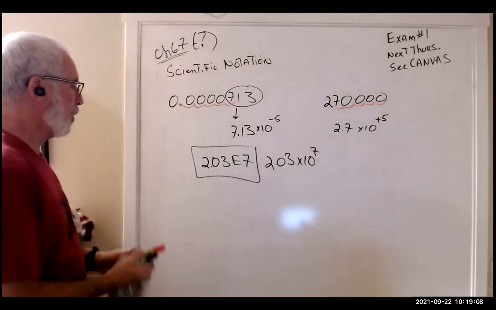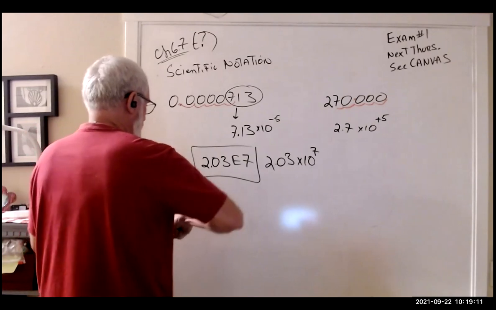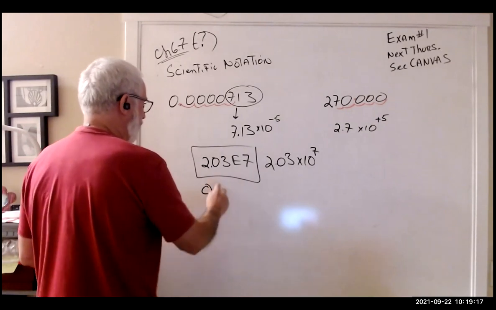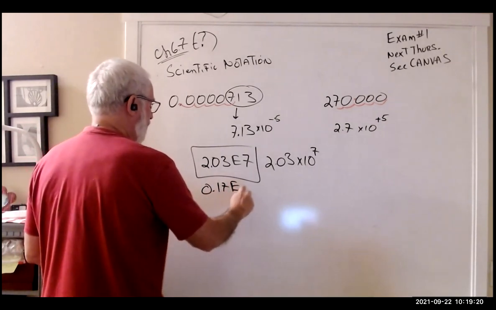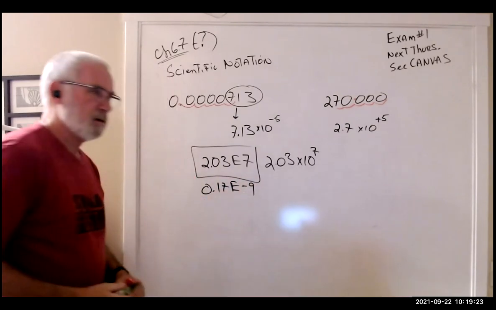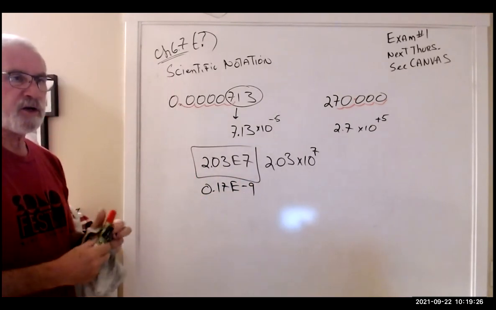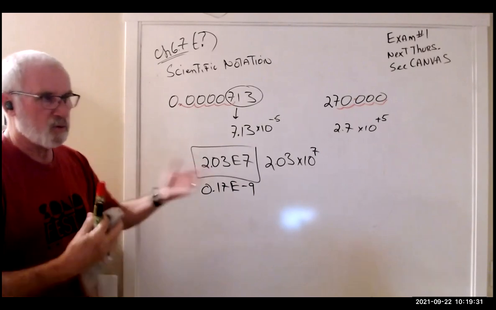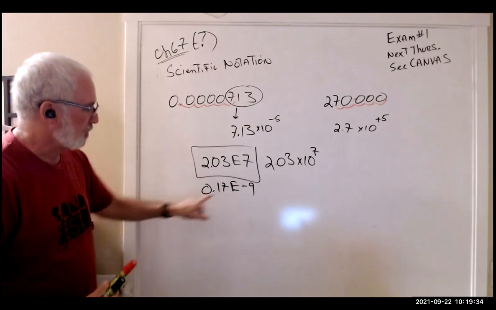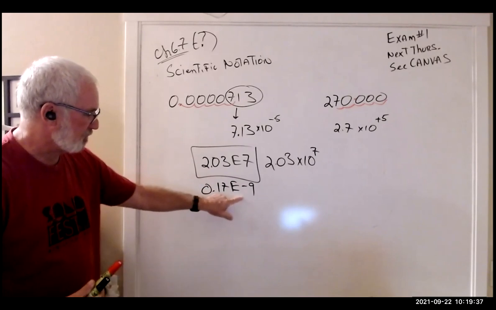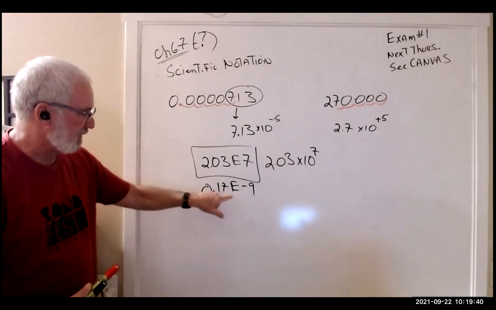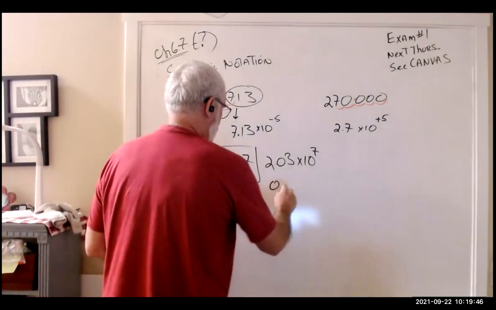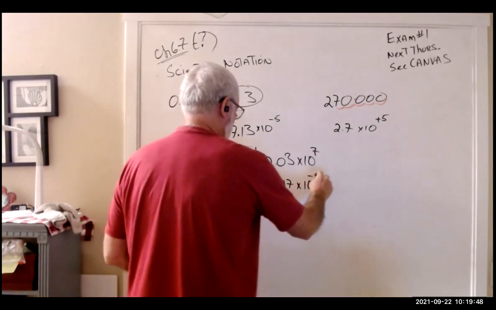Or maybe your calculator doesn't quite follow our rules. Sometimes the calculator goes 0.17 E negative 9. We would say for us in the class that this would have to be 1.7 because we want the number between 1 and 9.99999. But your calculator would give you something like this, 0.17 E to negative 9, and this is 0.17 times 10 to the negative 9.